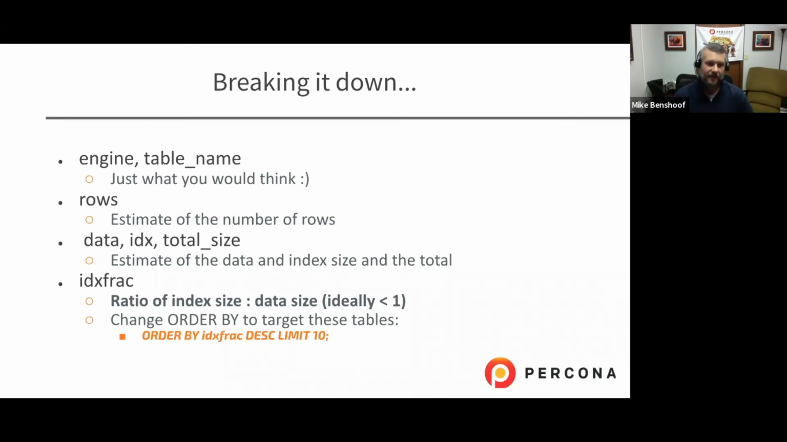And this last column is one that we calculate, and it is the index fraction. Basically, this is the ratio of the index size compared to the data. And so we want to make this ideally less than 1, and we want to keep it smaller.